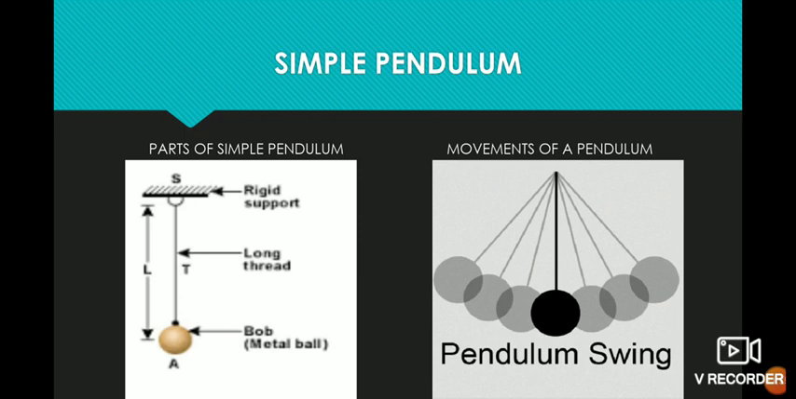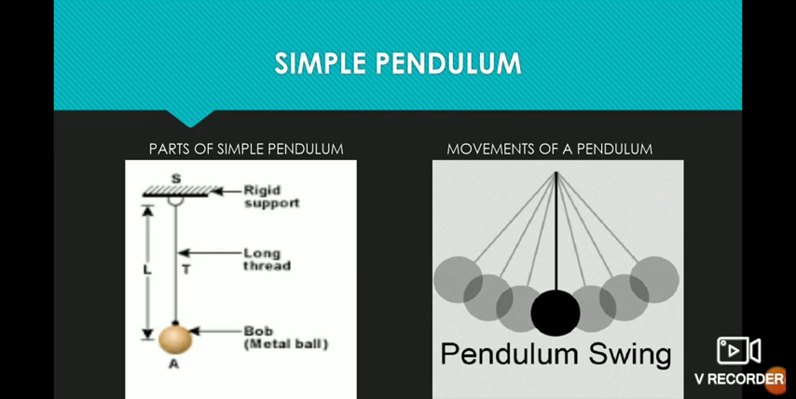It is generally a metal ball. Okay, a metal ball with a small hook. Why is there a hook? For you to attach a string very easily. So a pendulum, a simple pendulum, is nothing but a metal bob attached to a thread.